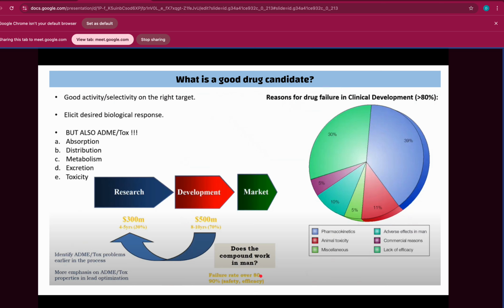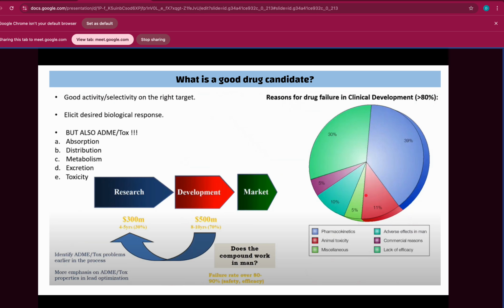Now what can be done to solve this? You can identify the ADMET problems, that is, where it is failing. Either it is failing due to absorption, excretion, metabolism, or it is toxic. All these things could be identified, and more emphasis could be put on these properties in lead optimization. For example, if it has poor absorption, then we can optimize it by adding groups which can increase its absorption. If we put emphasis on all these criteria, then we can design better lead compounds which are less likely to fail in the developmental stage.